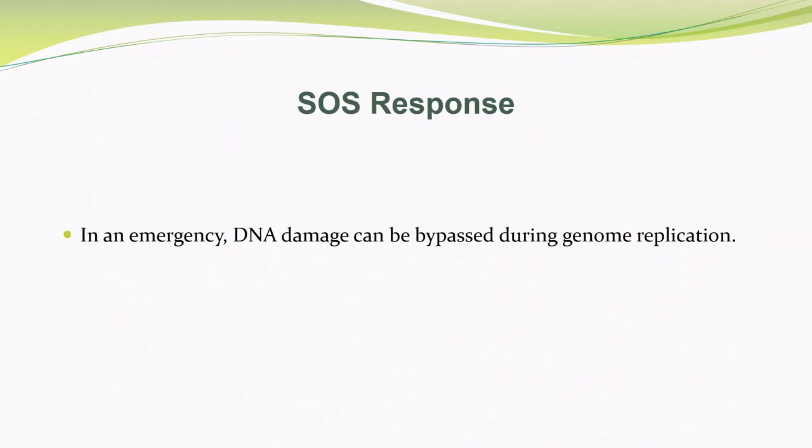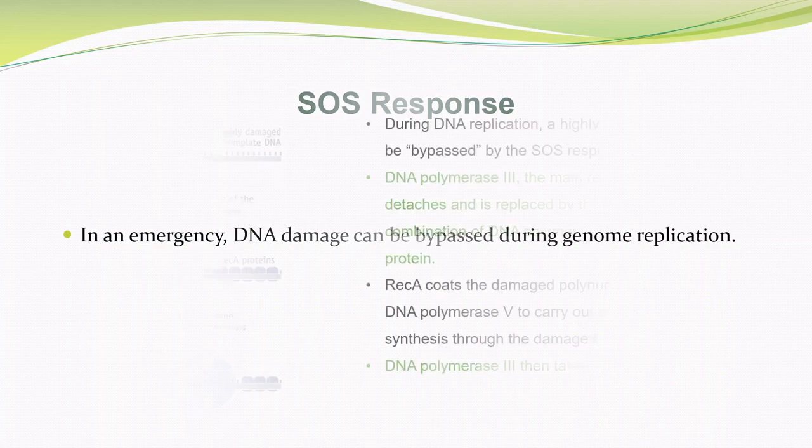Now the cell has only two choices, either to die or to replicate the damaged region. So it has been observed in E. coli that when faced with this choice, the bacteria take the second option. That means the E. coli cells take the second option, the replication of damaged DNA, and induce an emergency procedure which bypasses the sites of major DNA damage, and one such mechanism is the SOS response.